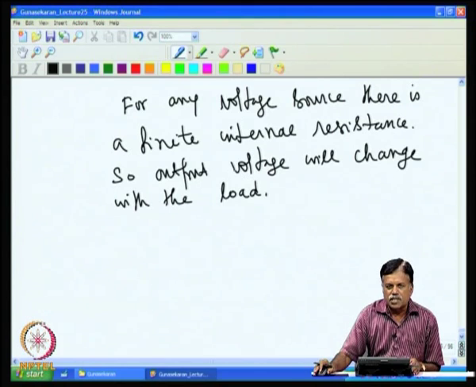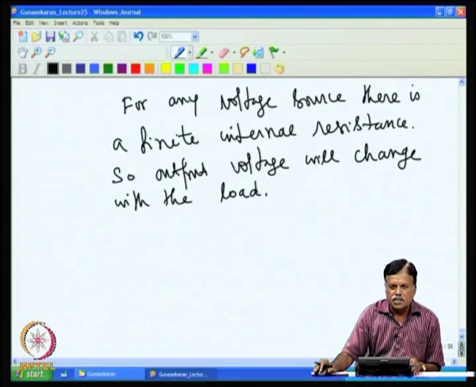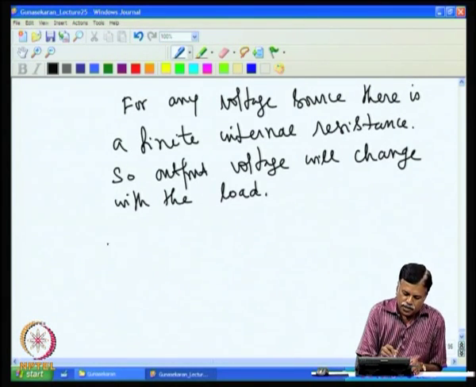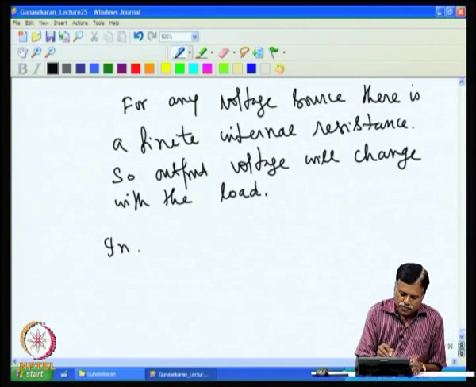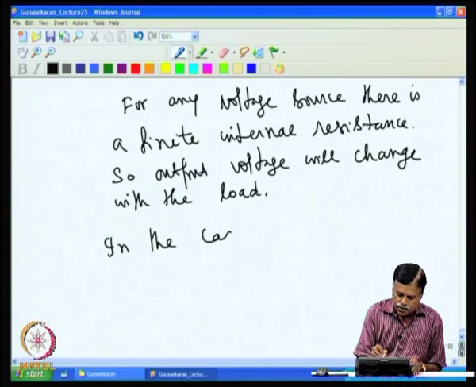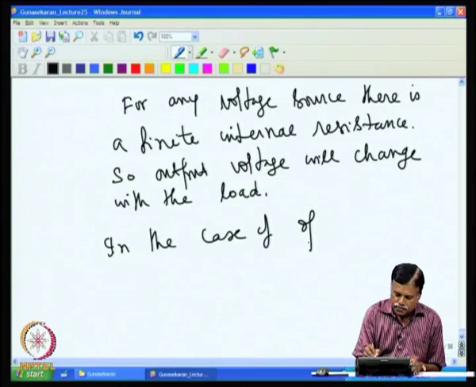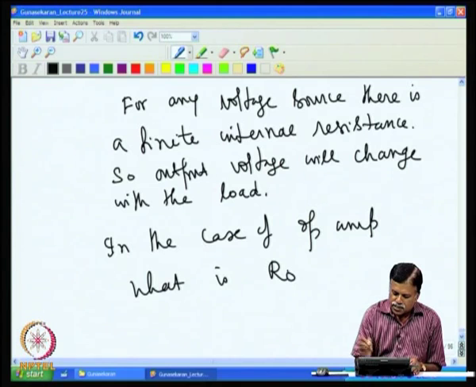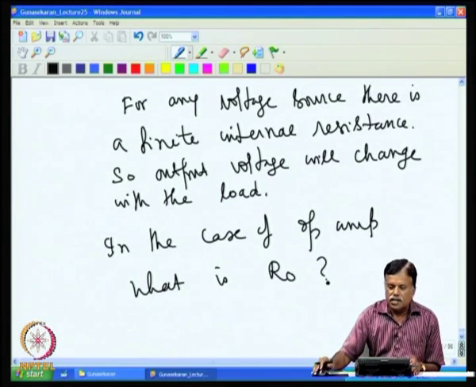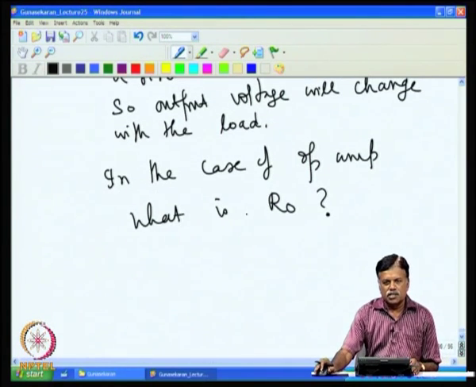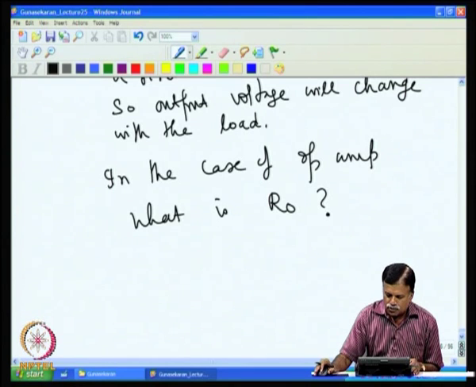The same thing happens in the op amp. The question is how much is the change? So, in the case of op amp, what is R0, the internal resistance? That is the question actually, and then why it should change with the load, and also it changes with the gain, and what is R0?